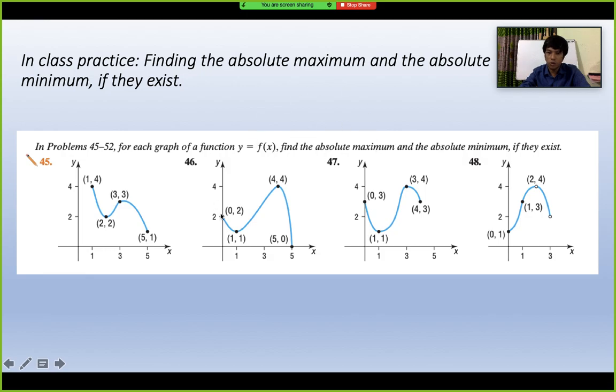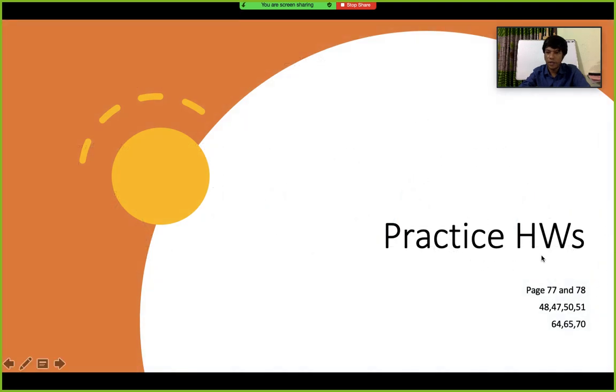This is the practice. We will do this in the class. We'll try to do it, or you can actually finish them if you want, and then match it with the book. The book answer is also given. These are the practice homeworks. You can do them in your free time, from page number 77 to 78 of our PDF book.